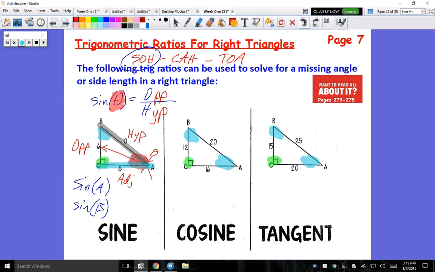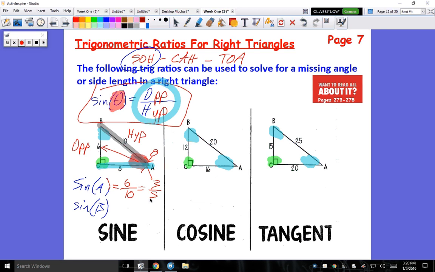Okay? So, you tell me. I need a sine, otherwise an opposite over hypotenuse ratio from angle A. Okay? So what's the opposite side from angle A? 6. Good. What is the hypotenuse side length? 10. Would this be a fully acceptable answer? No, because we need to do what? We need to simplify. We need to reduce. What's 6/10 reduced? 3/5. There's your answer.